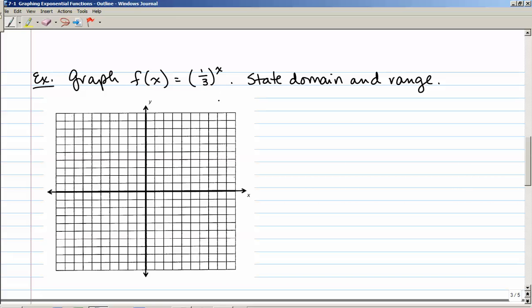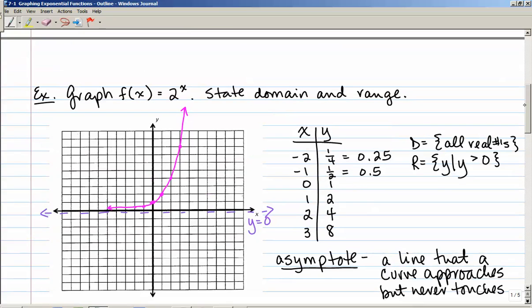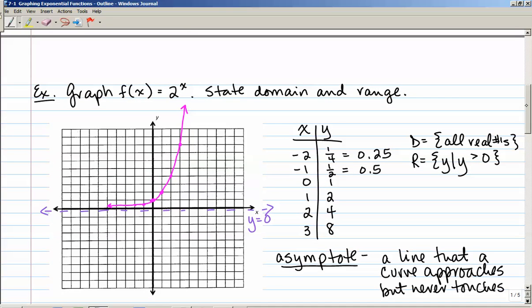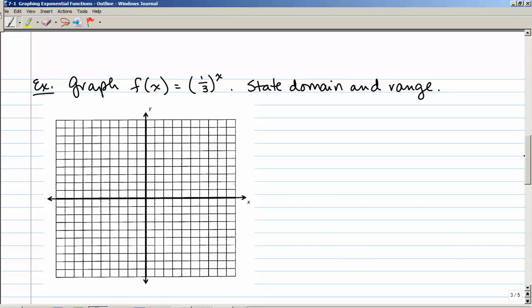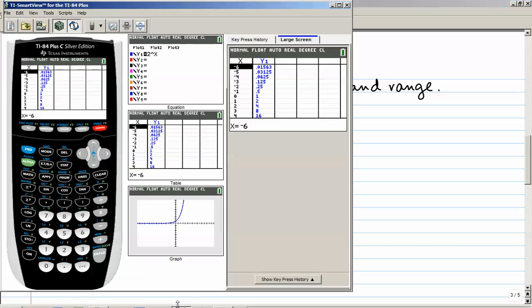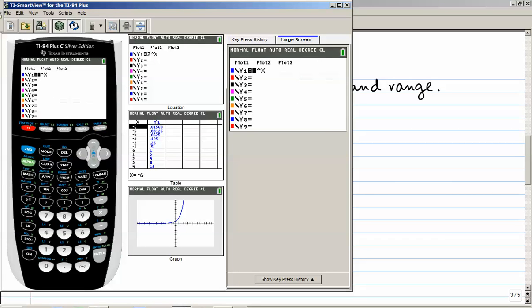Let's graph f of x equals 1/3 raised to the x power. Now notice the big difference here is, in the last case my base was 2, which is a number that's greater than 1. In this case, my base is 1/3. This is a number that's between 0 and 1, and this is actually going to give me exponential decay. So let's see what this looks like in the calculator. I'm going to put 1/3 in parentheses and raise it to the power of x. Let's graph that.